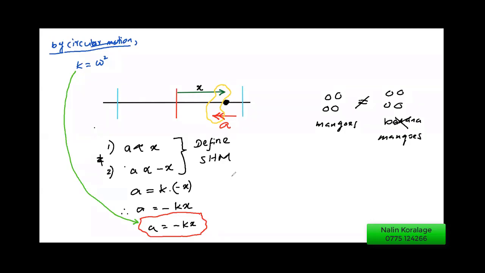So therefore, a is equal to minus, instead of k I'm writing omega squared, which I got from this circular motion, and the displacement x. Therefore, we got the ultimate equation, the equation we are using frequently to solve problems: a is equal to minus omega squared x. Then there is no need to worry or panic.